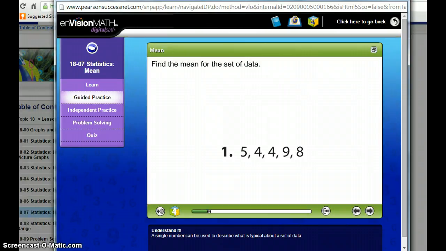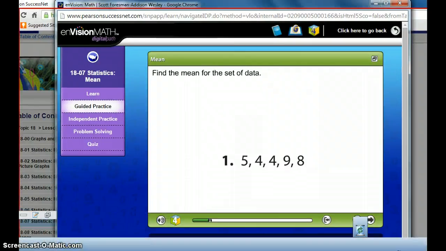In the guided practice, first of all, your first step, even though it's not going to affect you finding mean, but when you find median, mode, range, anytime you're dealing with this set of numbers, your first step is to always do what?